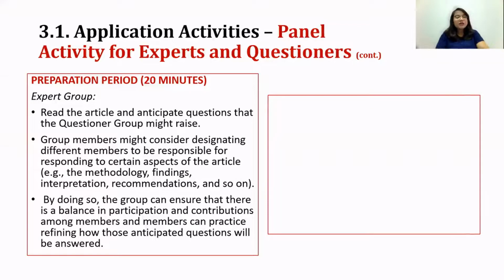By doing so, the group can ensure that there is a balance in participation and contributions among members, and members can practice refining how those anticipated questions will be answered. So by doing the job splitting, member A will be section A, for example, member B section B, and so on. So we as the teacher or instructor can make sure that everyone has a responsibility. Everyone has a part to be responsible for. Someone has a task, and to make sure that everyone has a balance.